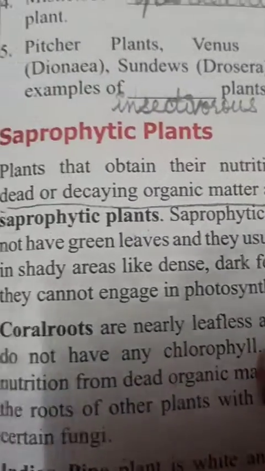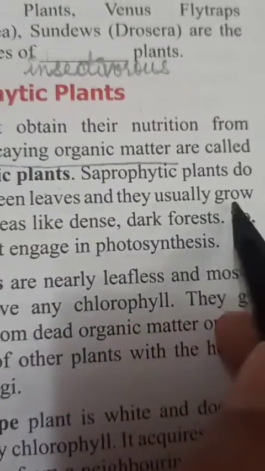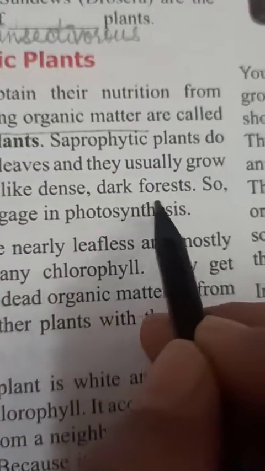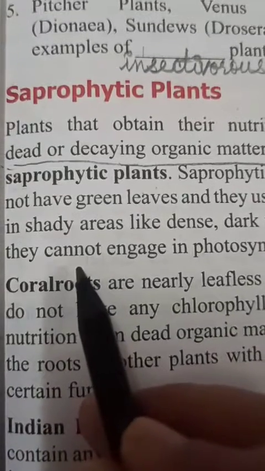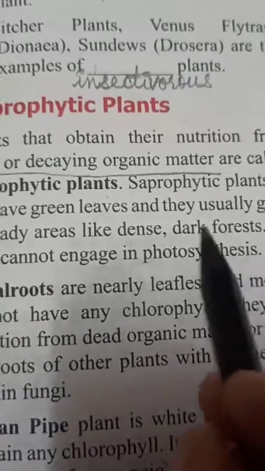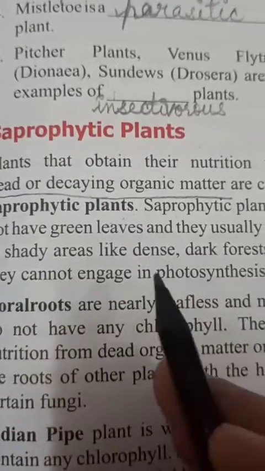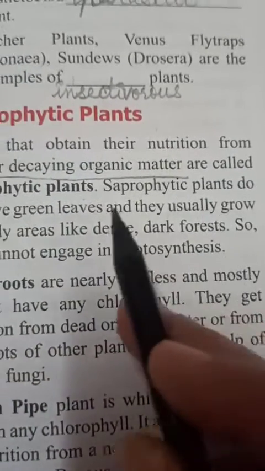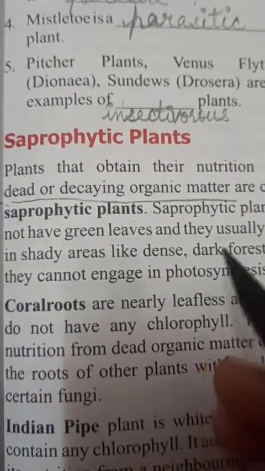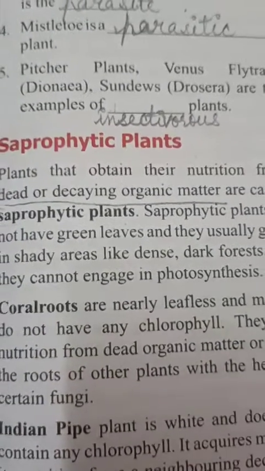Saprophytic plants do not have green leaves and they usually grow in shady areas like dense dark forests, so they cannot engage in photosynthesis. So it is clear that saprophytic plants will not perform photosynthesis, meaning they are not able to prepare their own food because they are not generally green in color.